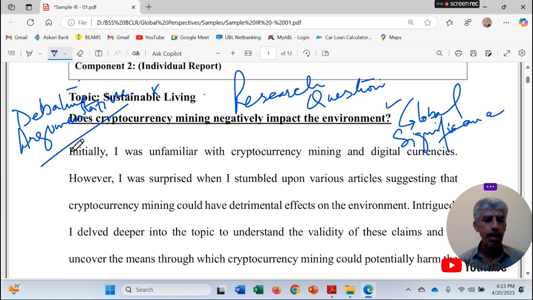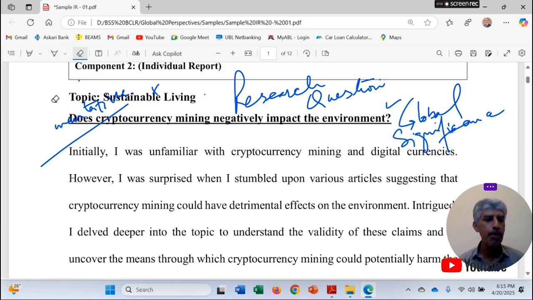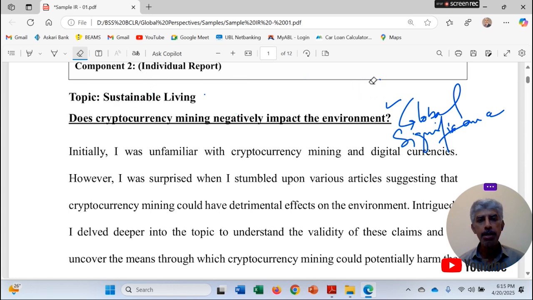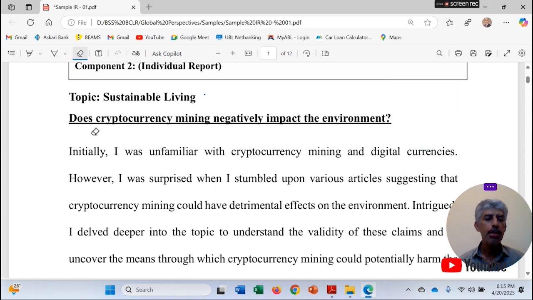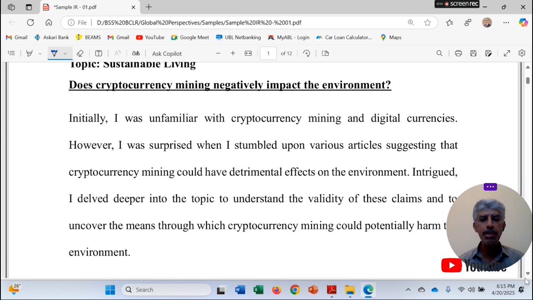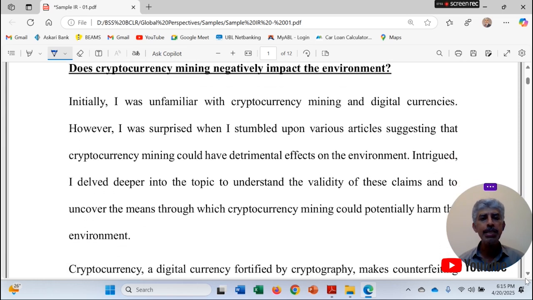Global significance. So this is how, if you have exactly the idea of how to design the question, the whole of your research will depend on this one. So you are supposed to keep in mind that the question should be debating, the question should be argumentative, and some sort of debate might originate from that one, and the question should have global significance.